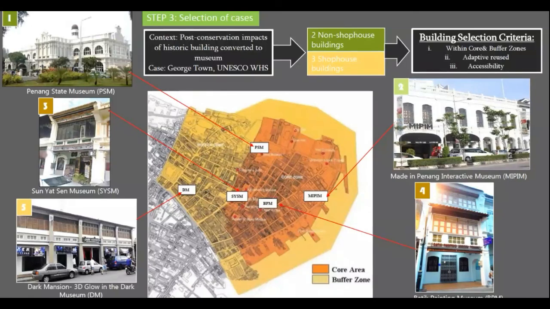And of course, the third one is accessibility. I only focus on the buildings that I can access and get my data. Because if I'm not mistaken, there are about 14 adaptive reuse museums in the conservation zone of Georgetown, but I can only access 5. So that's how I justify my selection of cases for my research.